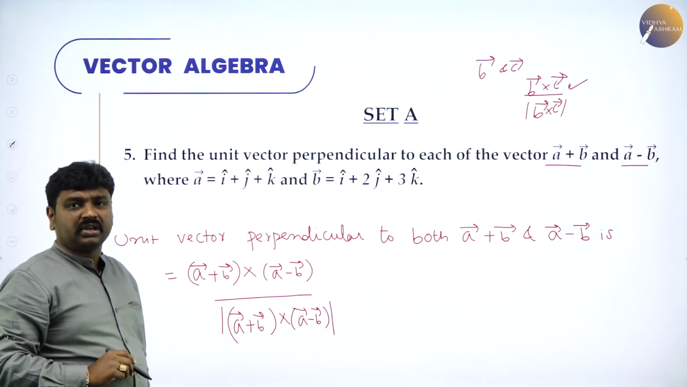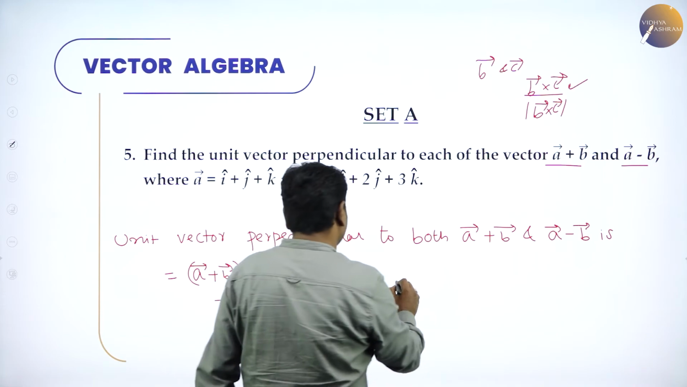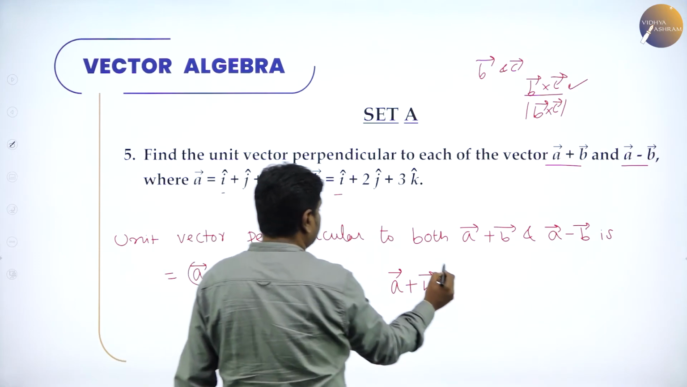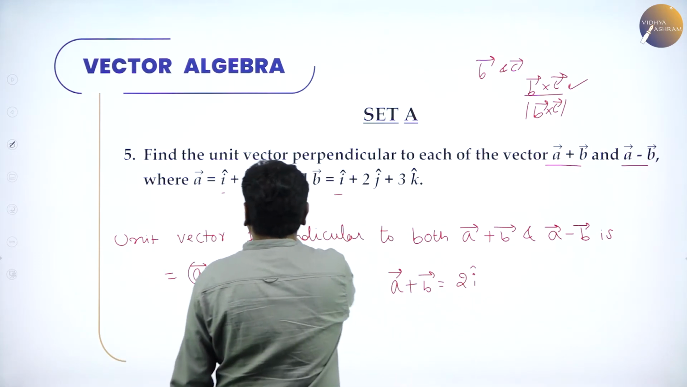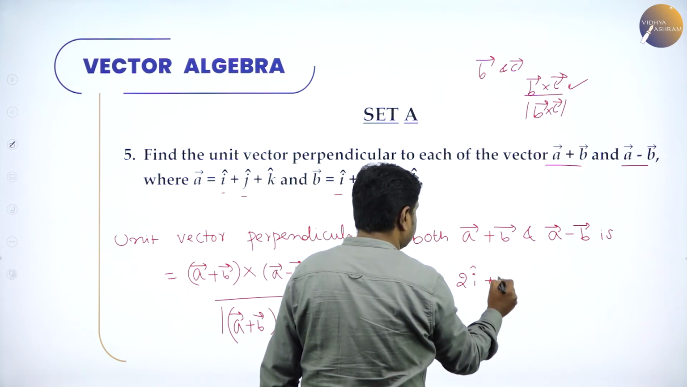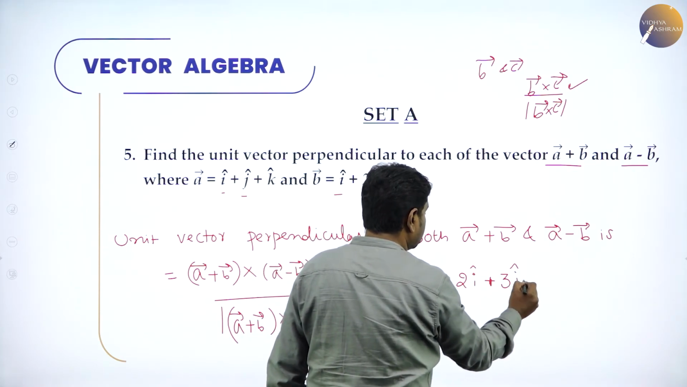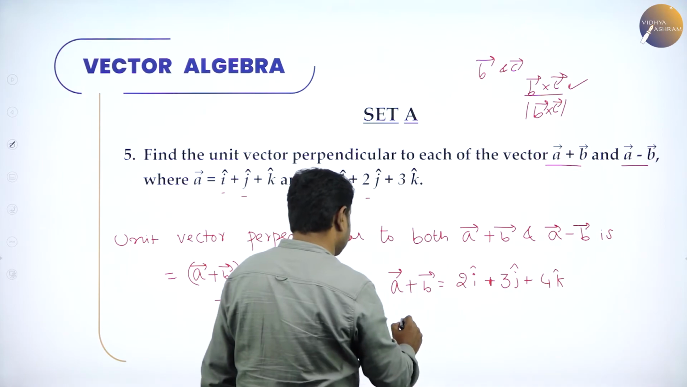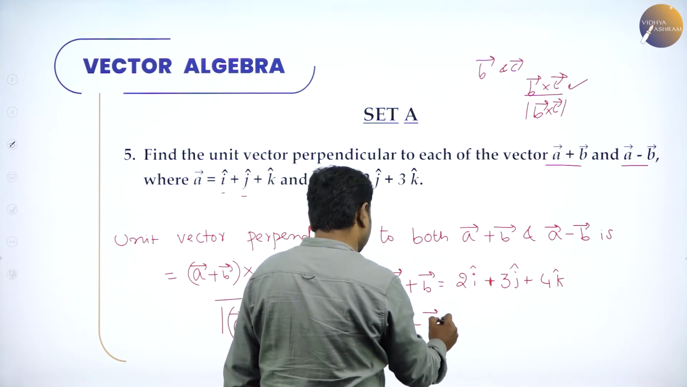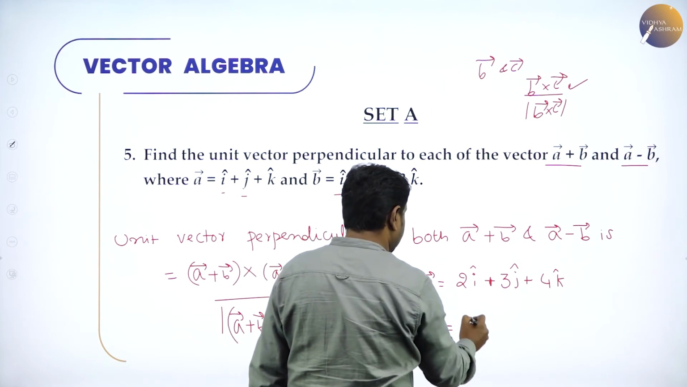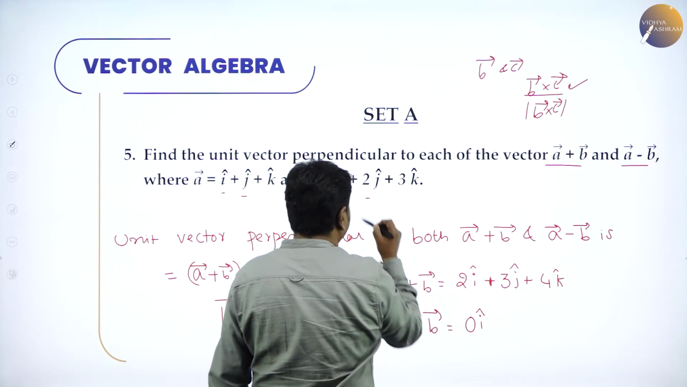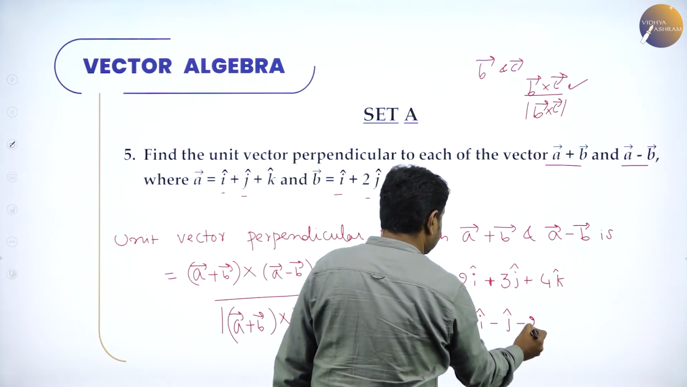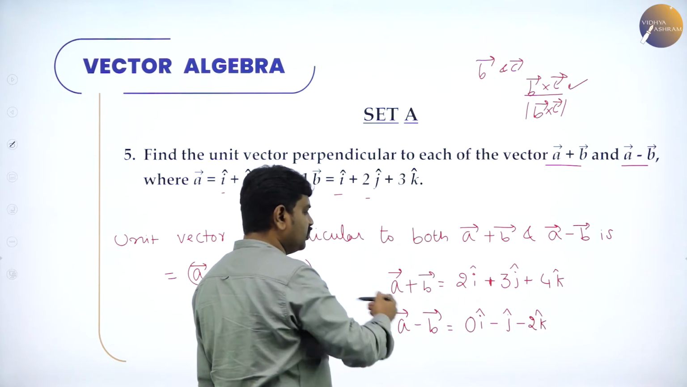Now you know how to find A plus B cross A minus B. First find A plus B. Vector A plus vector B means add the vectors. i plus i, 2i cap, and j plus 2j, 3j cap, plus k plus 3k, 4k cap. That is A plus B. Vector A minus vector B: i minus i, 0 i cap, and j minus 2j, minus j cap, k minus 3k, minus 2k cap. So now you have A plus B with you, you have A minus B with you.